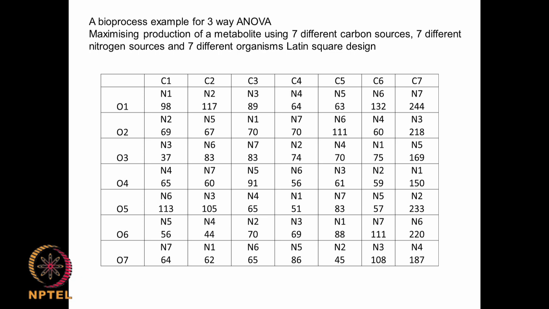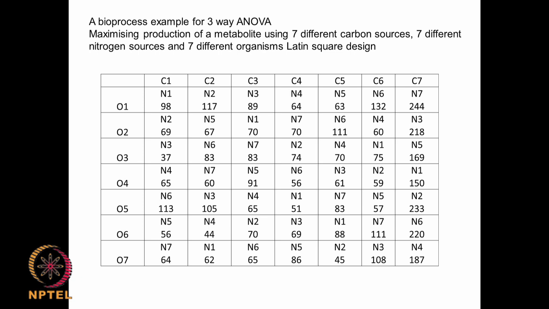So, organisms and carbon are completely done in detail, whereas the nitrogen is done only once. Okay. For each row we have only one nitrogen. Otherwise, if you want to do a complete factorial design, it will be like 7 into 7 into 7, like a cube, right, whereas here it is like a square. Okay. And that is why it is called Latin square design, and nitrogen for example appears only once in each of these rows, that way it is very symmetric.